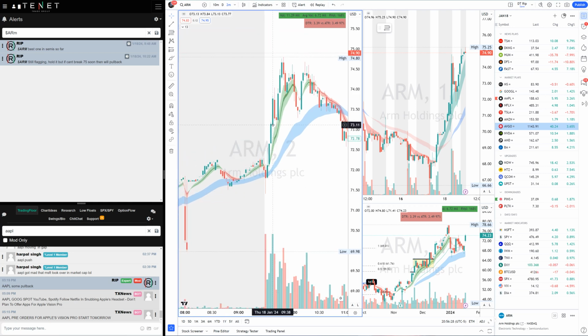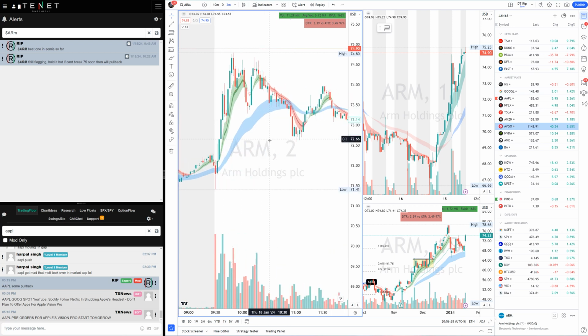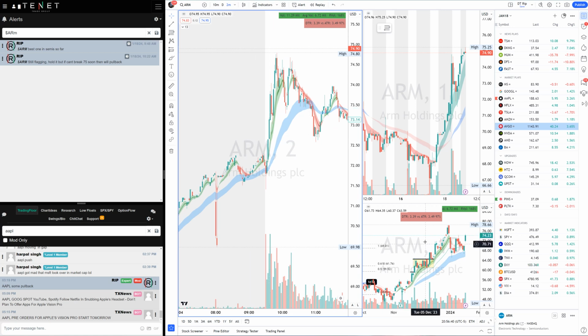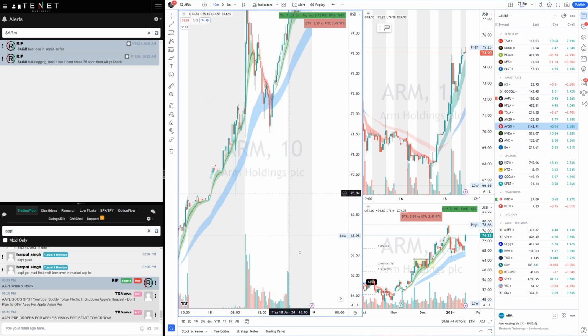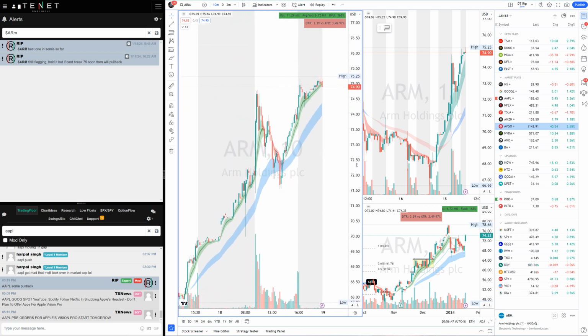I told everybody that ARM is a good setup, and I tried to take it a little later, closer to 10 a.m., which is not always the best entry. But regardless, if semiconductors held the strength, we would have pushed. So I took ARM a little later. Those who took it early did well.